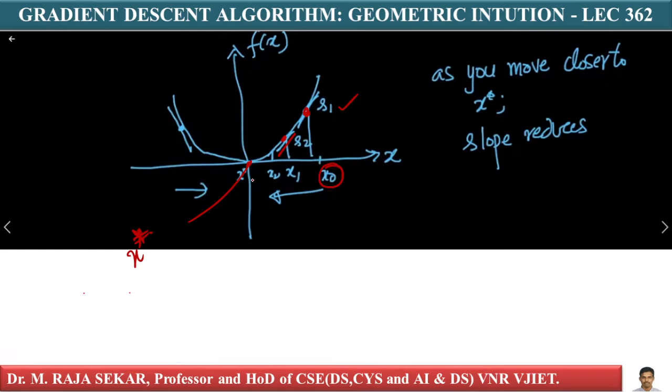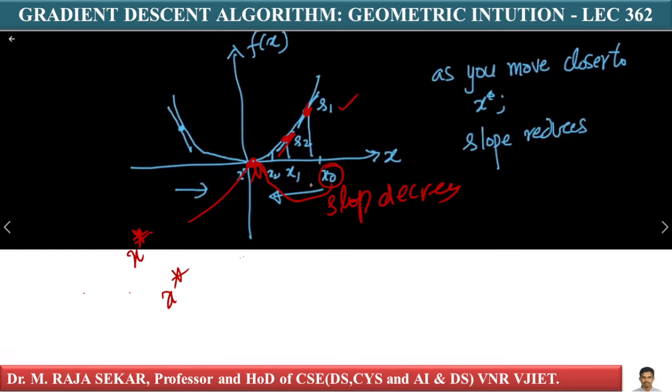As we move towards X star, what happens? As you move closer to X star, your slope reduces, isn't it? If you are coming from X naught to X star, this is my X star, the minimum value. If you are coming from this side, what happens to the slope? The slope decreases. Here you have a high slope, here it's a low slope. Slope decreases, isn't it?